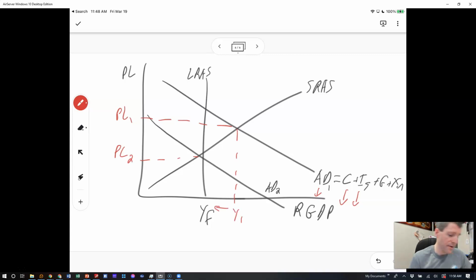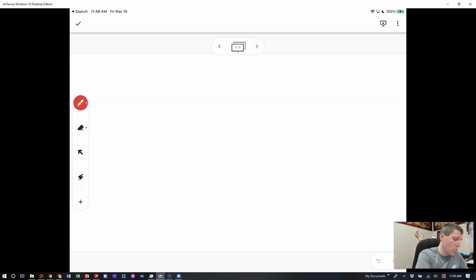And we see the output fell as well. It went back to full employment output. All right, so now this is the connection between these two graphs. One more graph, which I got to throw at you, is showing the mechanism that's involved here.